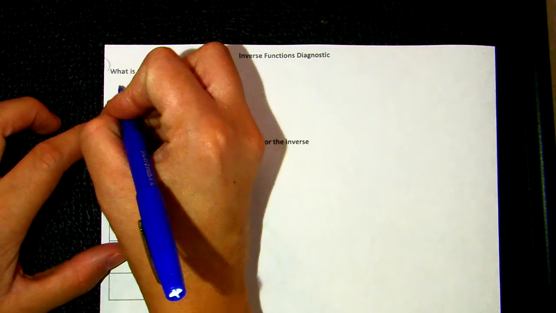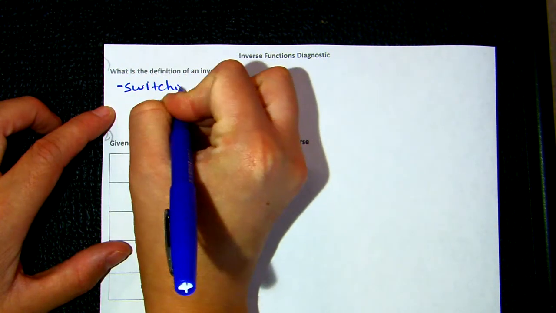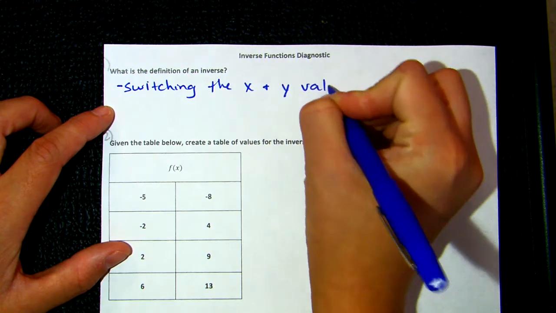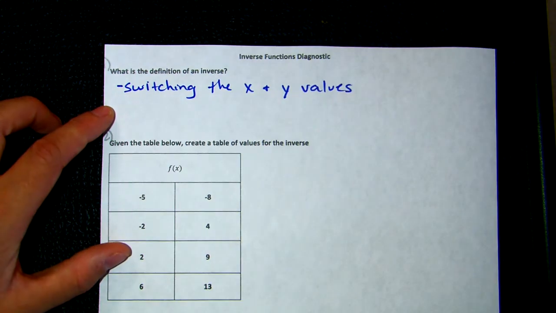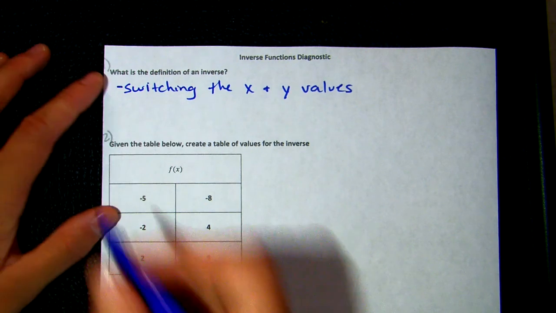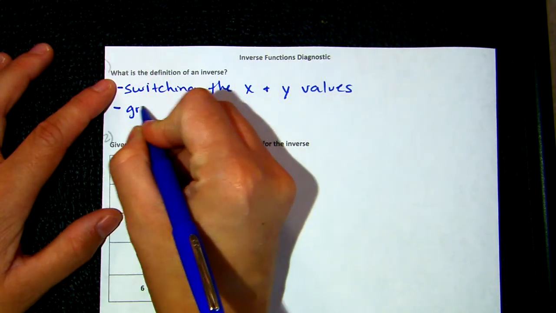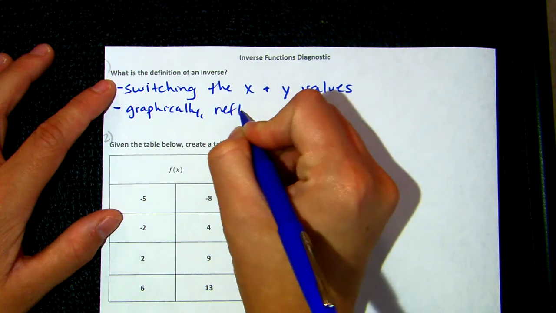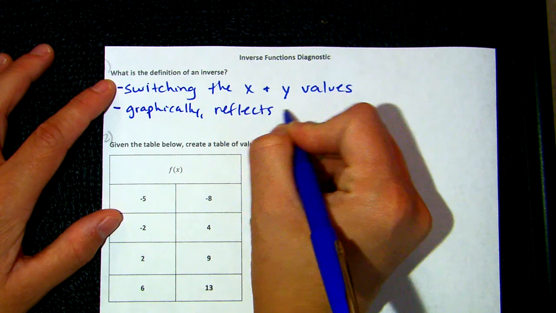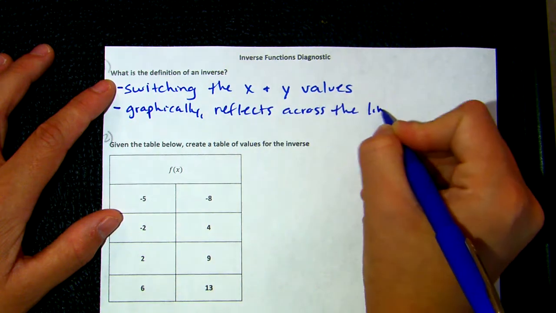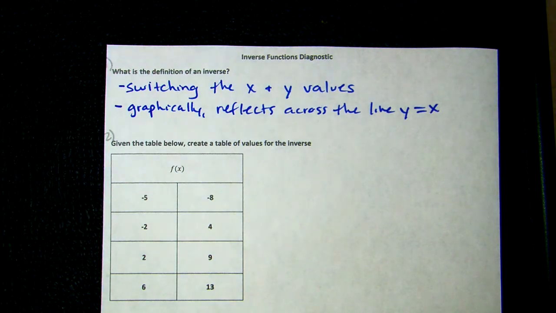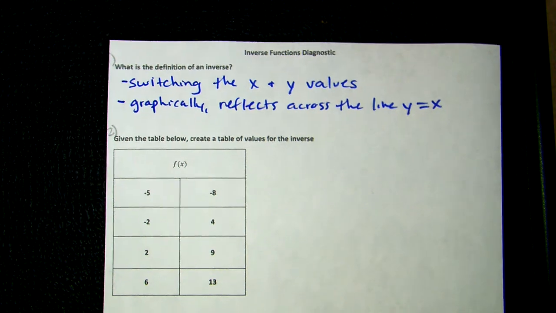Definition of an inverse is just switching the x and y values. Okay, that's fundamentally what the definition is. If you also wrote something like graphically reflects across the line y equals x, that is also correct. So either one of those or any version of those is correct. Okay? Now we're going to apply that definition in the next one.